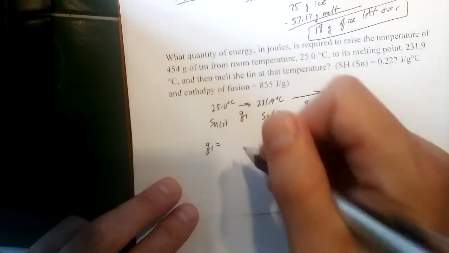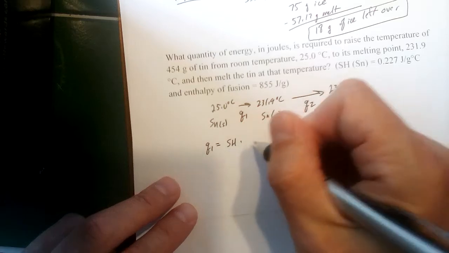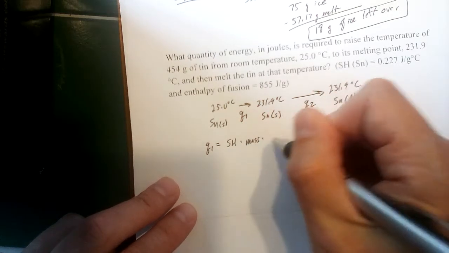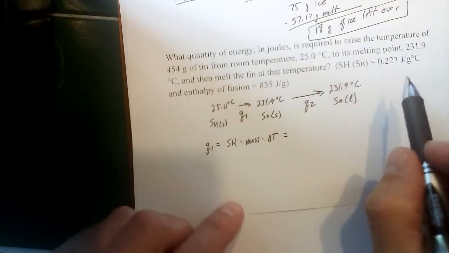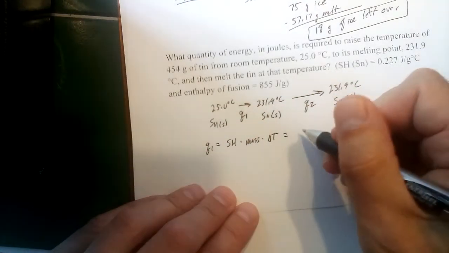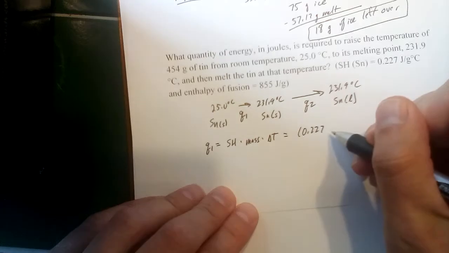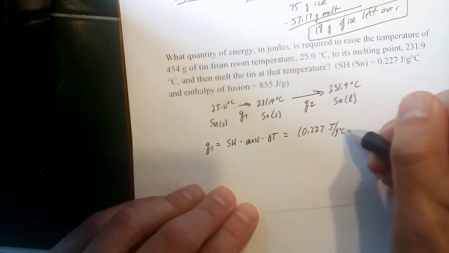So Q1 would be equal to the specific heat capacity of tin times its mass times how much the temperature is changing. Now, some of that information is given in the problem. The specific heat capacity of tin is 0.227 joules per gram degrees C.